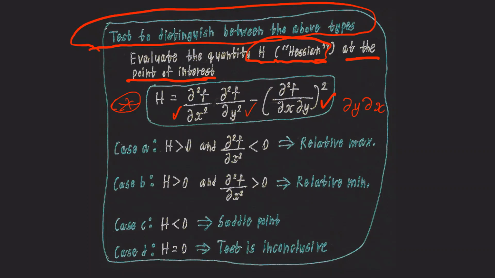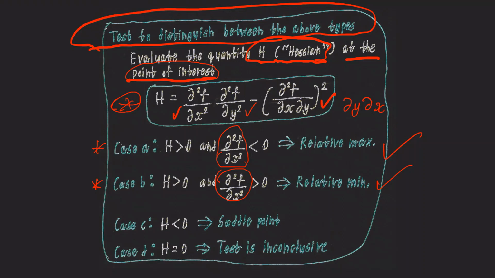If we evaluate it at the point of interest, at the stationary point we are considering, this is quite important, at the point, if the value of it is greater than 0, and also the value of this partial derivative at that point is less than 0, then it's a relative maximum. Again, if the Hessian is still greater than 0, but this derivative is greater than 0, then it's a relative minimum.